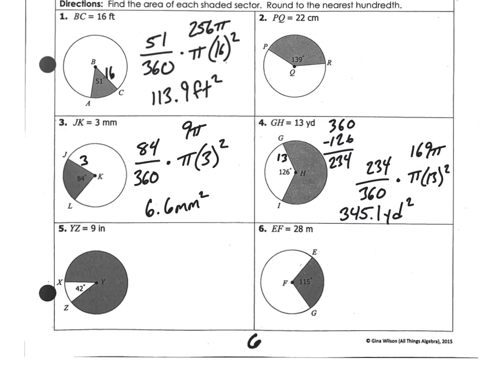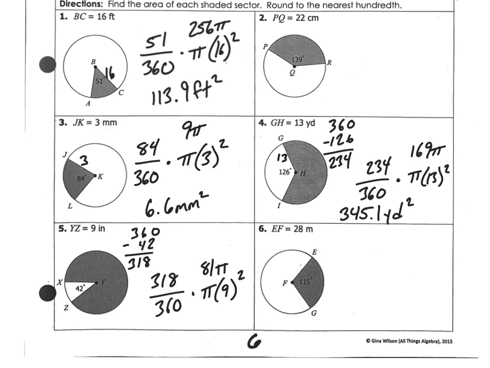All right, last one on this page, number 5. Once again, notice that we have the unshaded portion, the 42 degrees. We want the shaded. So 360 minus 42 gives us 318. So 318 over 360 times the area of the circle. YZ is 9, so pi 9 squared. That would be 81 pi.